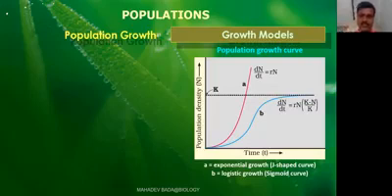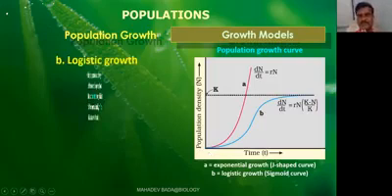Logistic growth is also called the sigmoid curve, or the S curve. It looks like an S, therefore it is called the S-shaped curve. So let us see the logistic growth curve.